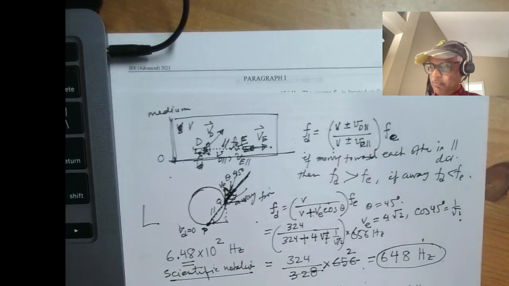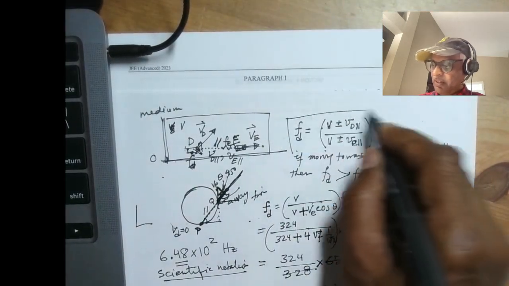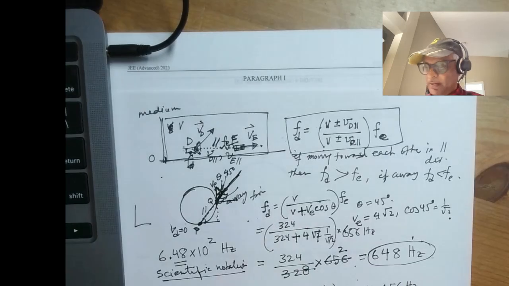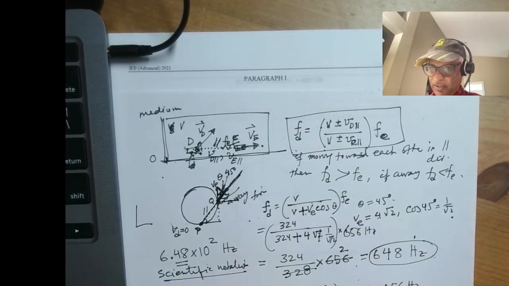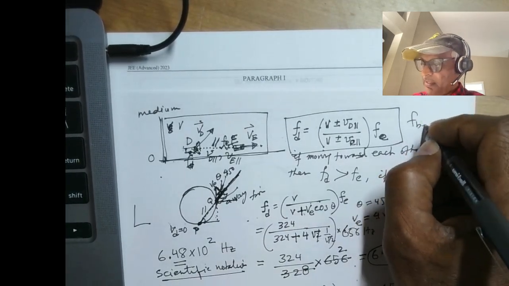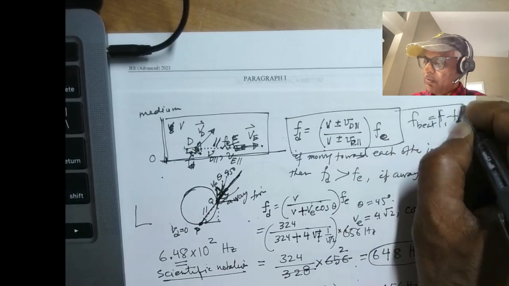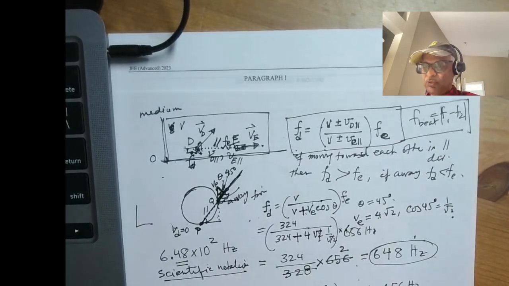You should definitely learn how to use this, and the beat frequency, together with F beat is F1 minus F2. So these are two formulas that we made use of.